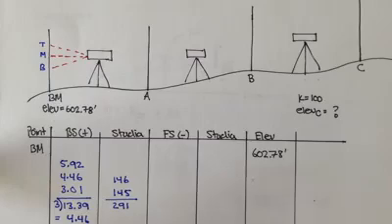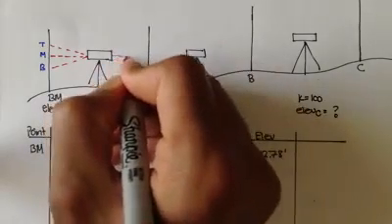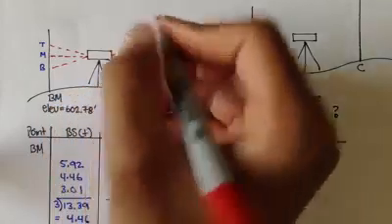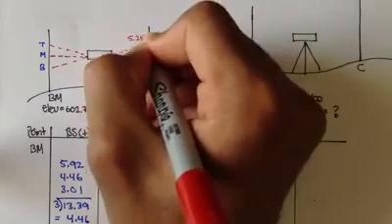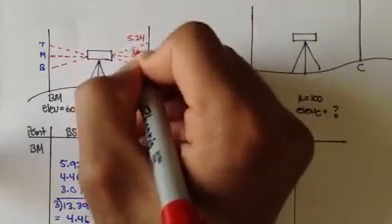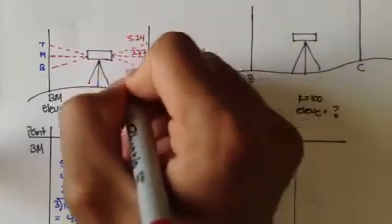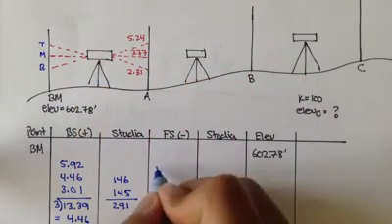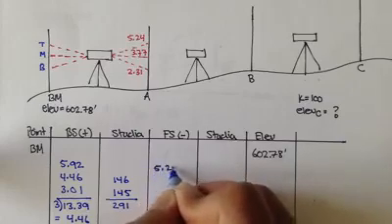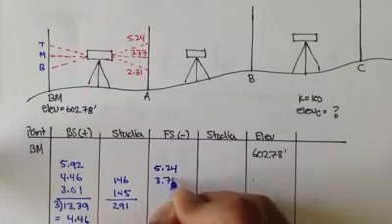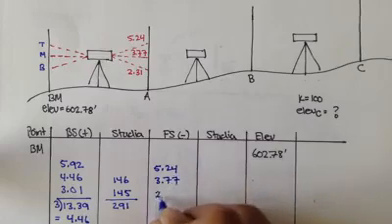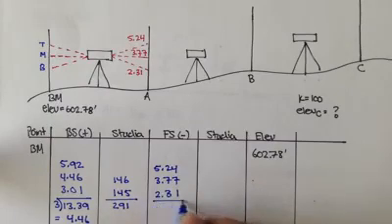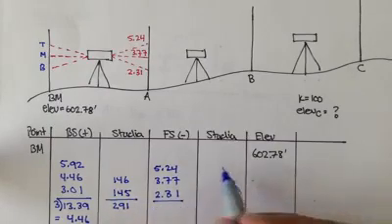Let's do the same thing for the foresight. The foresight, or the reading at A, I measure out to be 5.24, 3.77, and 2.31. So I'm going to write that down here. For our foresight, we got 5.24, 3.77, and 2.31. Now let's add these just as we did. I'm sorry, let's check our stadia first.